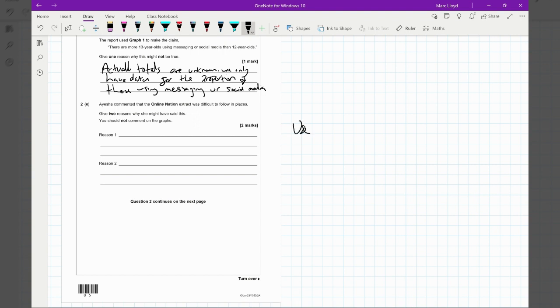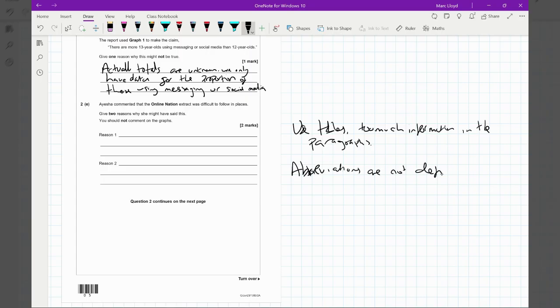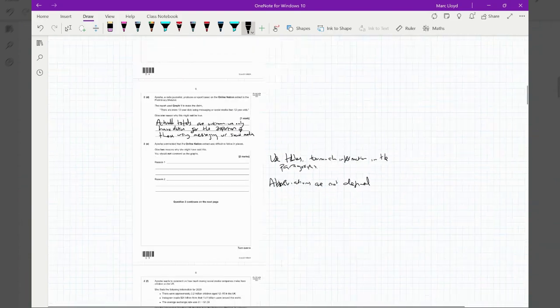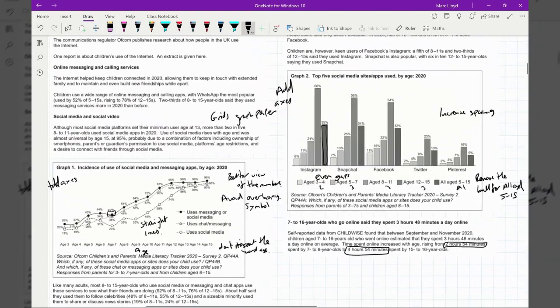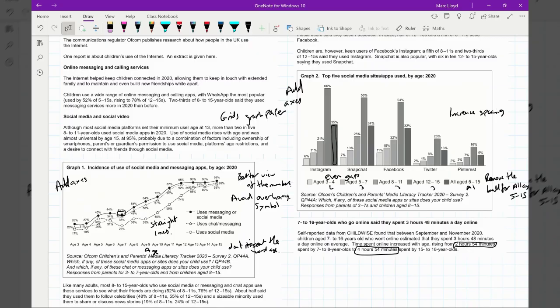That's the first answer on the mark scheme, which is great. So use tables, too much information in the paragraphs. And that is hard to read. It's hard to sort of figure out. You have to reread everything. Okay. The terms and abbreviations, I'm just going to put abbreviations. Abbreviations are not defined. So we don't know what some of these abbreviations are, so let's go up there and find some. Ofcom, of course, I think we know.